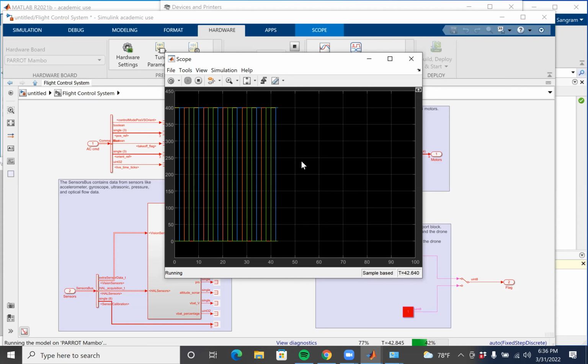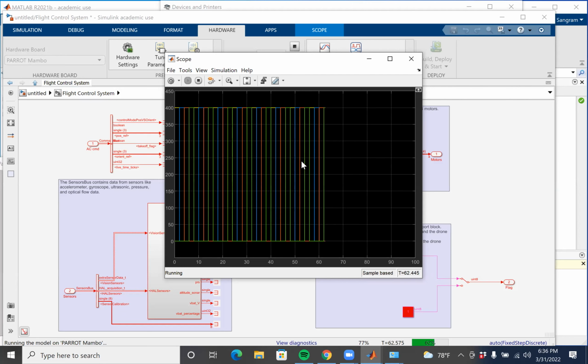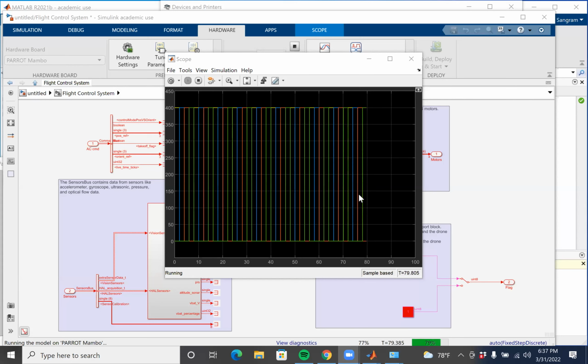Online students may not know. Can you see Mambo's rotors playing? So this is first, second, third, fourth. First, second, third, fourth. So I'm plotting all 4 PWMs at the same time. I would encourage you to plot those different PWMs differently.